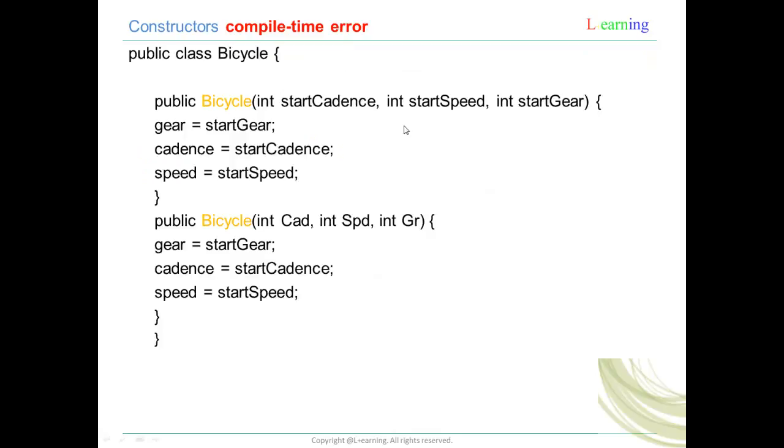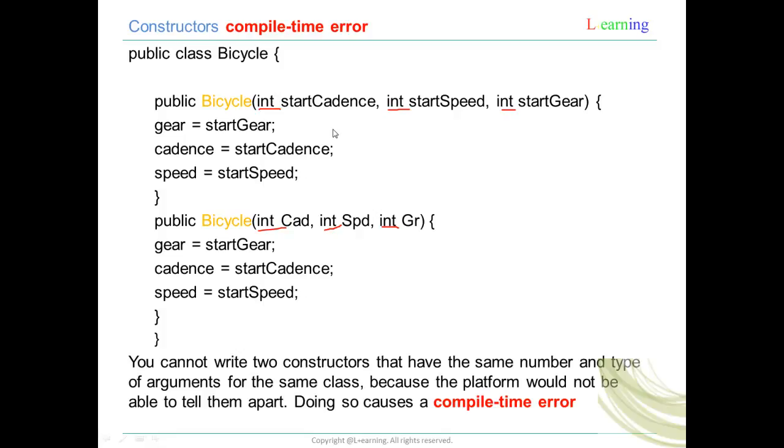let's try to understand over here. I have declared 2 constructors over here, Bicycle, Bicycle. Both are having 3 parameters. If you see both constructors, the parameters are integer, integer, integer. If you try to define this, this will give you a compile time error. And why do you get a compile time error over here? Because you cannot write 2 constructors that have the same number and type of arguments for the same class, because the platform would not be able to tell them apart. So this will cause a compile time error.